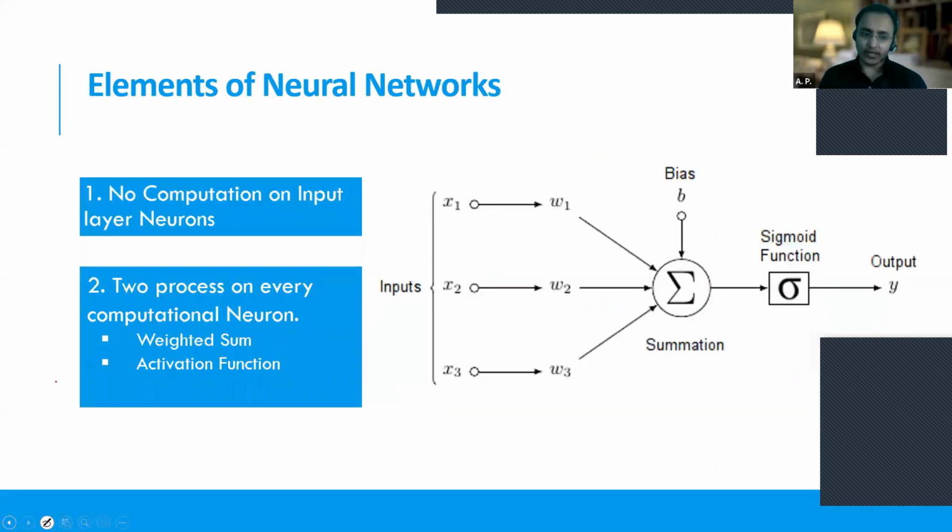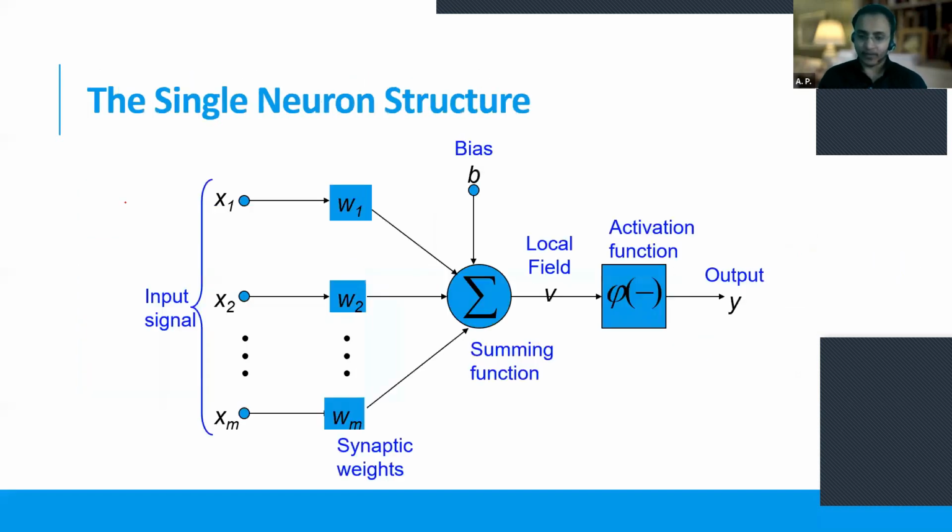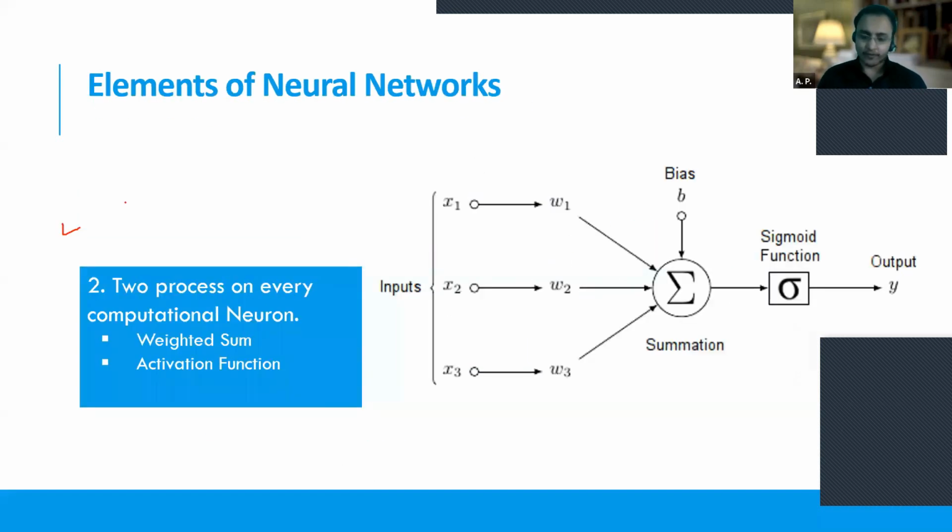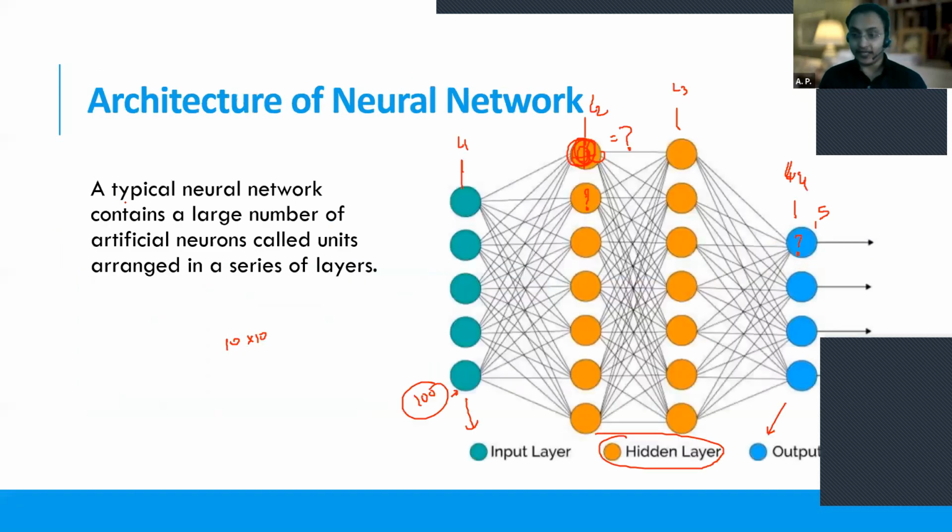The first rule of a neural network is no computation on the input layer of neurons. That means in any neural network, the input layer never performs any mathematics or computation on data. So you can see that in this neural network, we have a total of 4 layers, but only 3 computational layers. The input layer neurons are not computational, as no mathematics is performed on them. Only from the hidden and output layers is the mathematics performed.